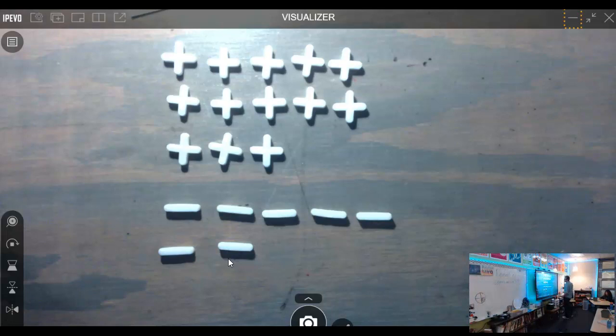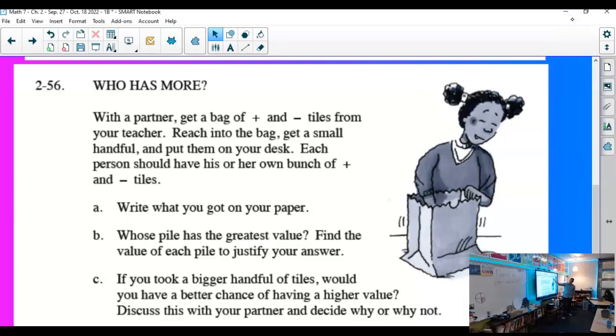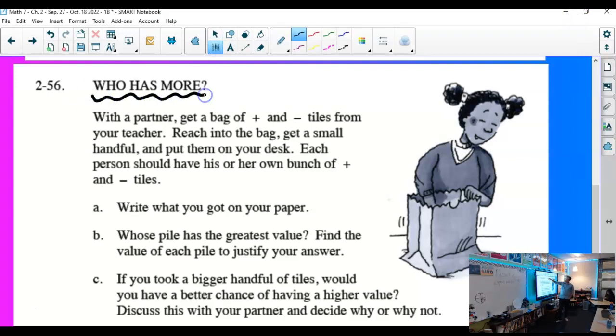On my table, I have how many pluses? How many positives? 13. Right, I got 13 up here. How many negatives do I have? 1, 2, 3, 4, 5, 6, 7. Right, so if I want to write down what I have, because we're going to figure out who has more, what I would be writing down is I have 13 positives.